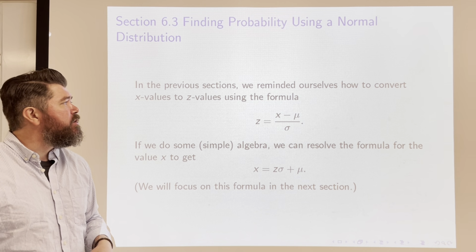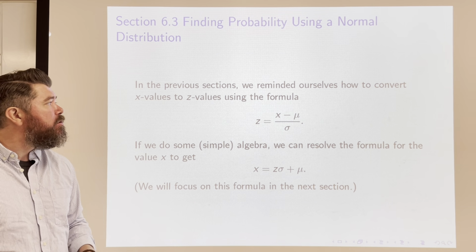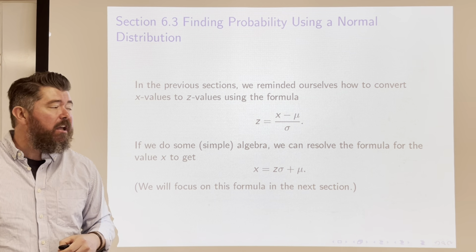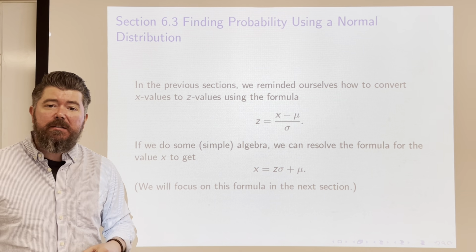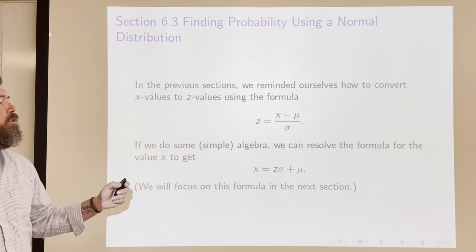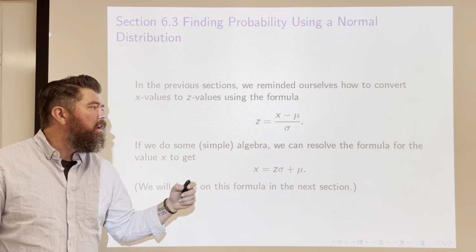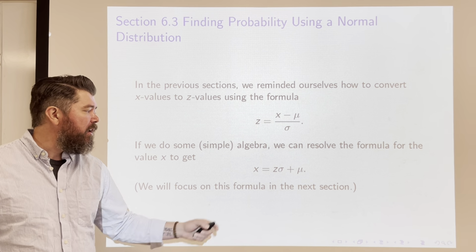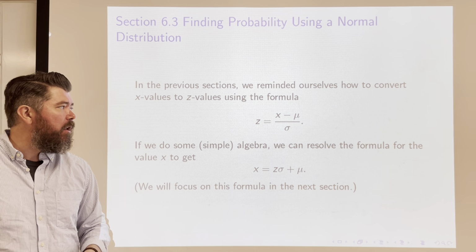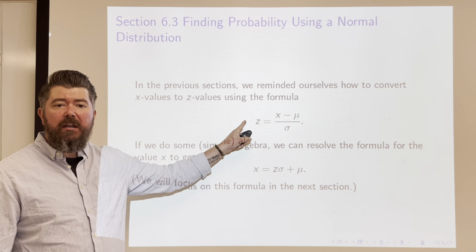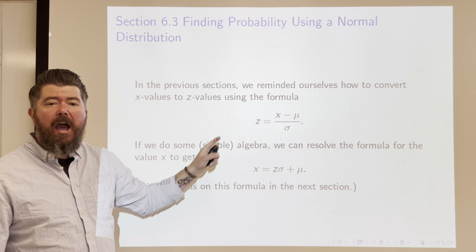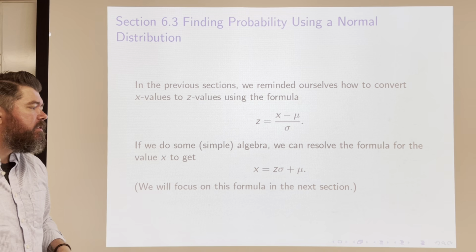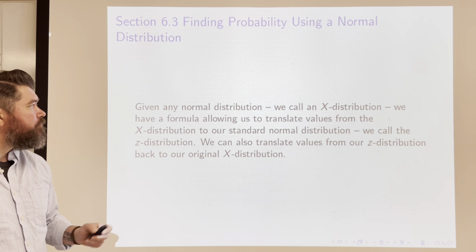In the previous sections, we reminded ourselves how to convert x values to z values using our standard score, z equals x minus mu over sigma. If we do some simple algebra, we can resolve the formula for the value x to get the following. X equals z times sigma plus mu. We just multiply each side by sigma, and then we add mu by properties of equality. We will focus on this formula in the next section.